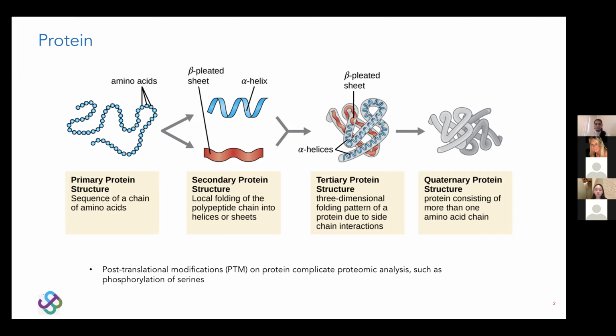In a typical shotgun proteomics analysis, we focus mostly on the primary structure. That is, we are interested in identifying the amino acid chains of proteins. And in addition, proteins also have post-translational modifications, which could change their functions. So we're also interested in those.